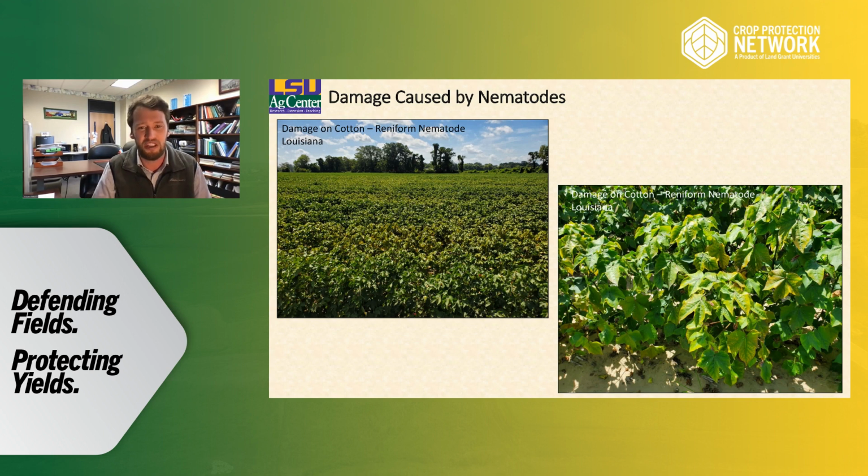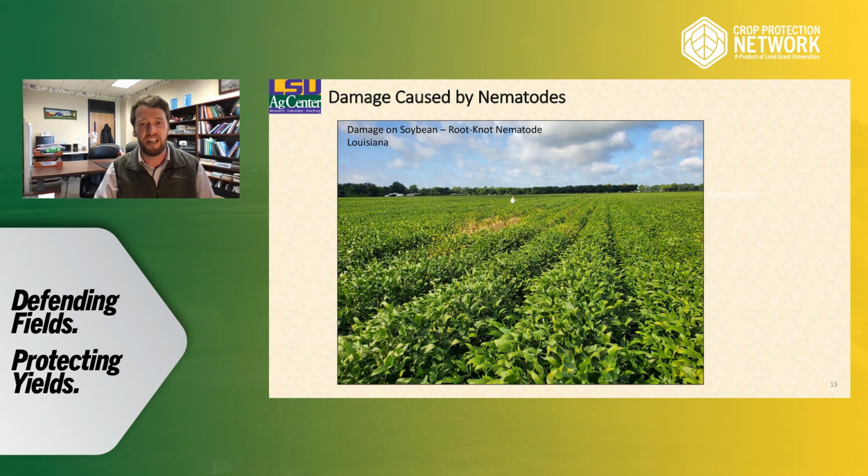We don't always see those distinct patches of hotspots of stunted growth with reniform. When we take a closer look at the plants, we see leaf chlorosis, yellowing of the edges, and that's because the plants just cannot take up the nutrients that are in the soil because they're so heavily parasitized by the nematode. This next photo shows a soybean field in Louisiana that is being damaged by the root knot nematode.